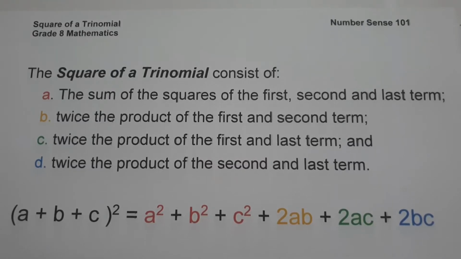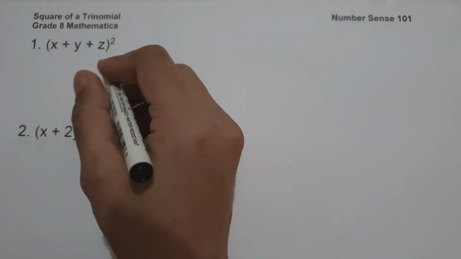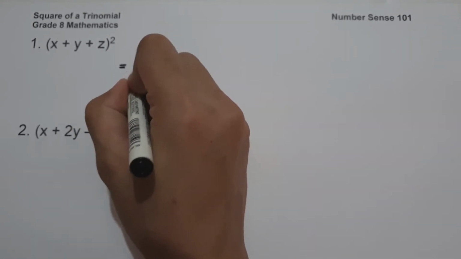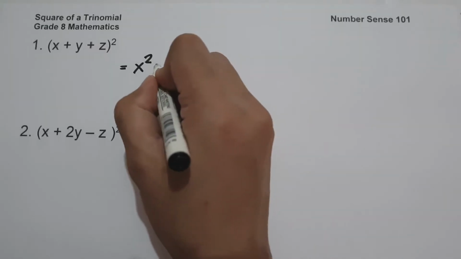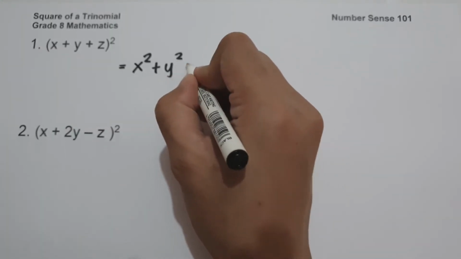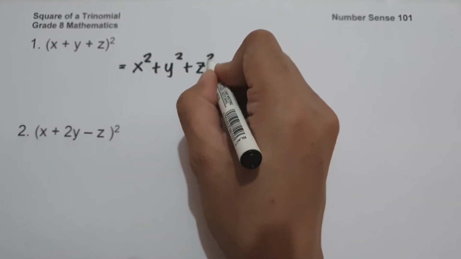So let's start and let's have an example. In our first example, we have quantity x plus y plus z raised to 2. So to simplify this one, the first step that we're going to do is to get the sum of the squares of the first, second, and last term. So as you can see, our first term is x. So this will be x times itself is x squared. And then y times itself is y squared. And then z multiplied by itself, that is z squared.